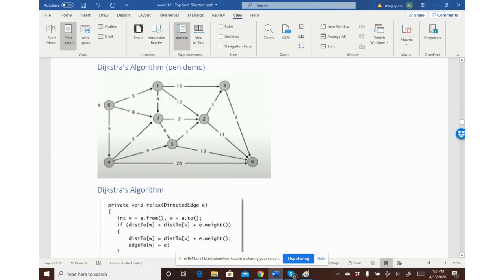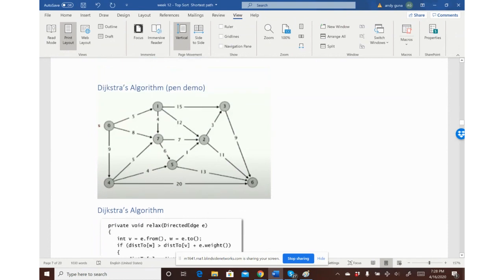So what is Dijkstra's algorithm? Dijkstra's algorithm is applied to a directed weighted graph. Weighted means that the weights are there. You can see in this graph you have 5, 15, 8, 9, and so on. Now, Dijkstra's algorithm works just like the other one I did. So let me do the same thing.